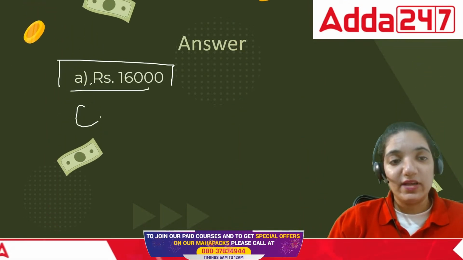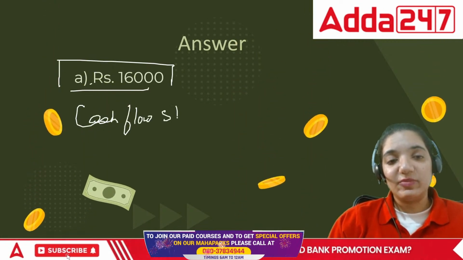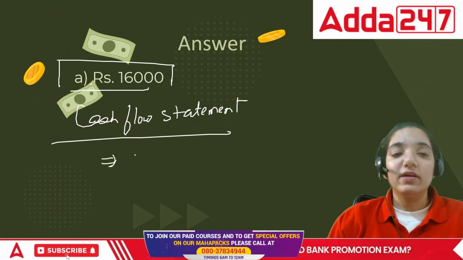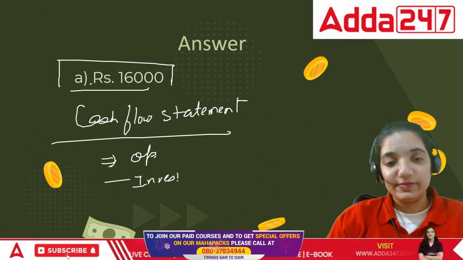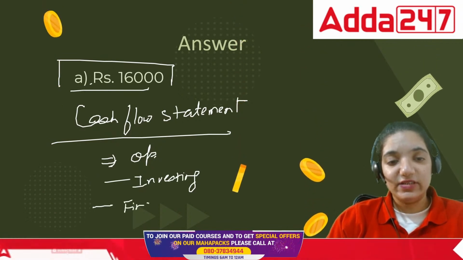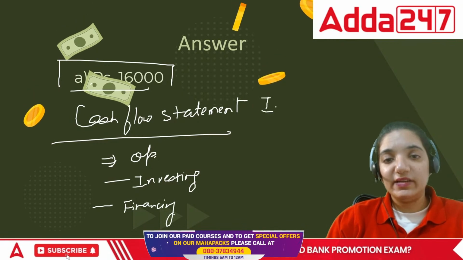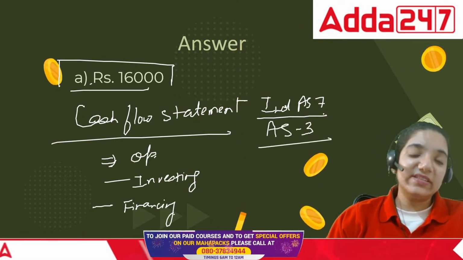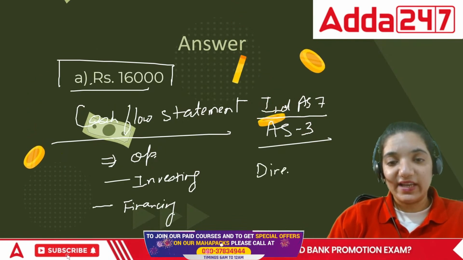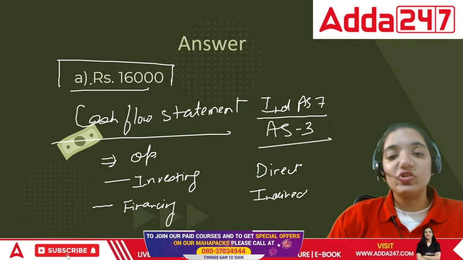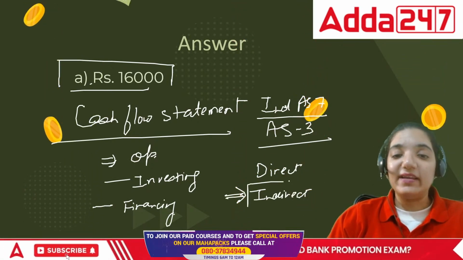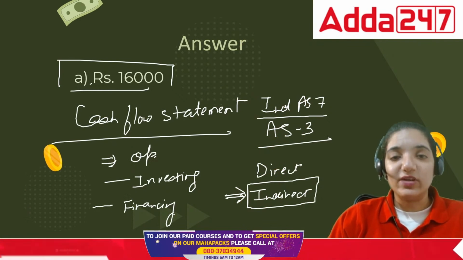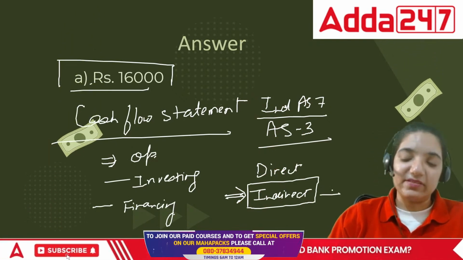This is a question from cash flow statement, module B. The cash flow statement has operating, investing, and financing activity. It is defined as per Ind AS 7 and AS 3. There are two methods, one is direct and one is indirect. The method which is used in case of cash flow statement is the indirect method. Why indirect method? Because this is something which has been suggested by SEBI itself. So in this case, the correct answer is the indirect method.